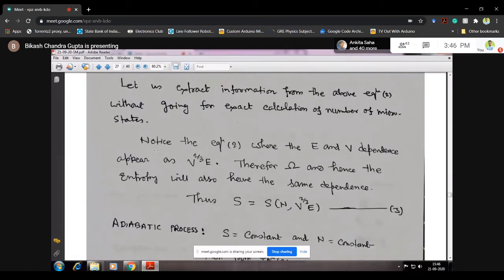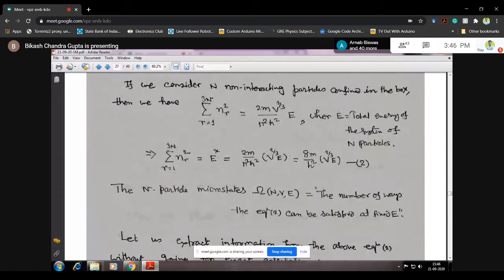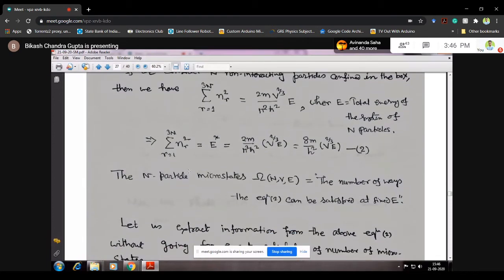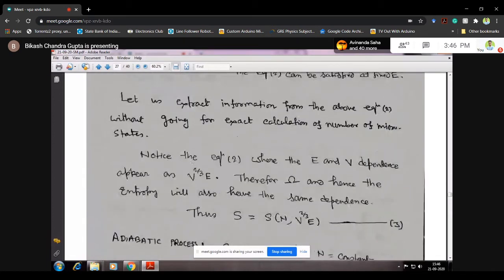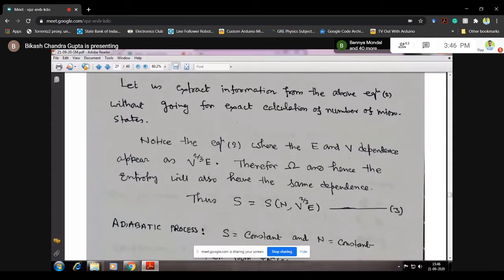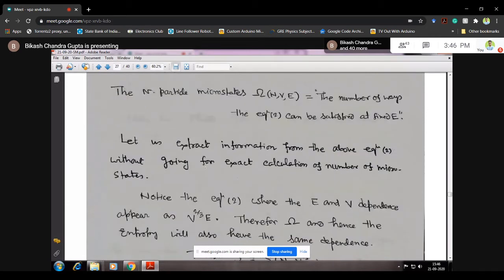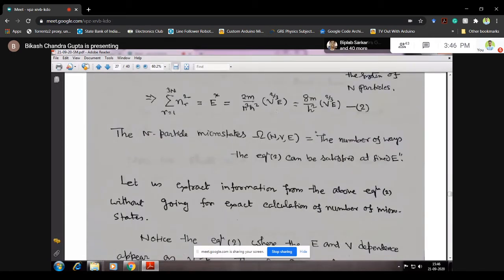Now notice the equation, take it as an image in your mind. What I mean is, remember this one, because I'm not going to come back to this equation again and again. Just make it an image in your mind. This is the equation. Then in equation 2, the E and V dependence appears as V to the power 2/3 into E. You see, the dependence comes as this, right? V to the power 2/3 into E.